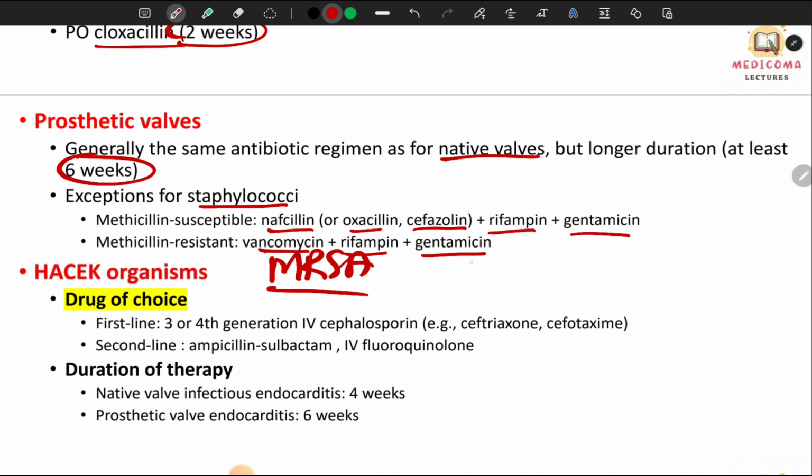If there is a HACEK organism, the first line drug of choice is a third generation IV cephalosporin, which is ceftriaxone and cefotaxime. Second line is ampicillin-sulbactam or an IV fluoroquinolone. So what is the duration of therapy in this condition? Native valve infective endocarditis 4 weeks, and prosthetic valve 6 weeks.